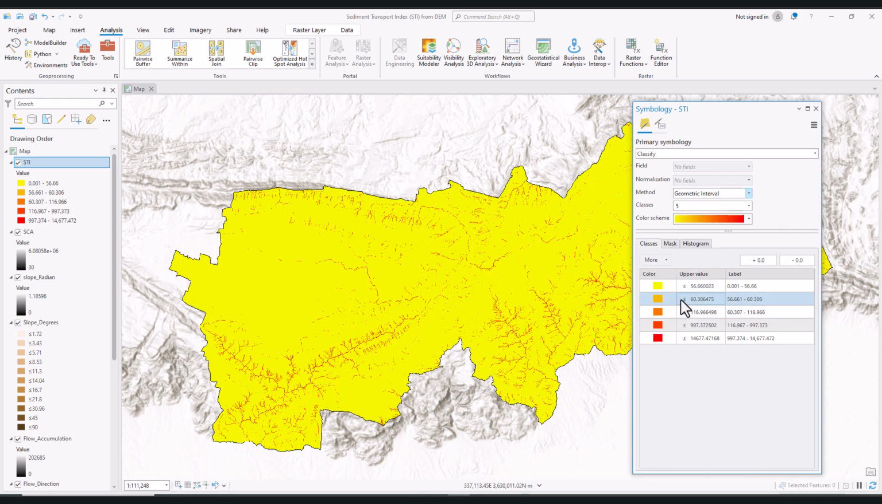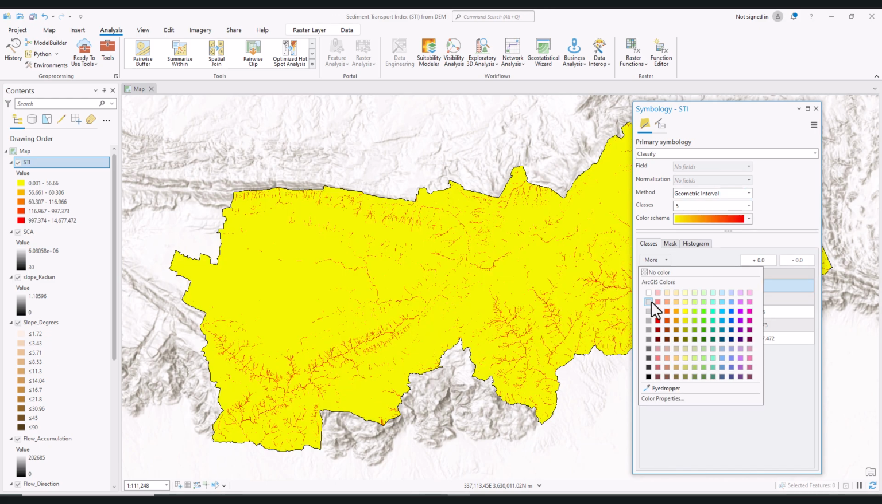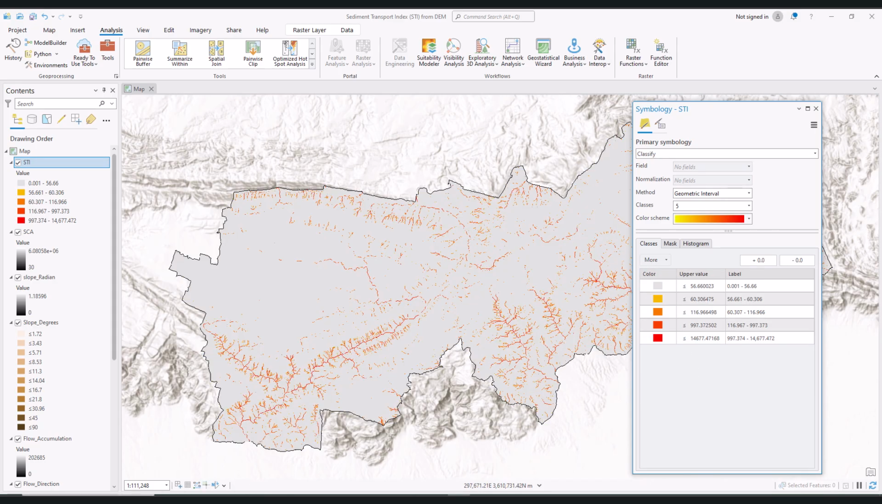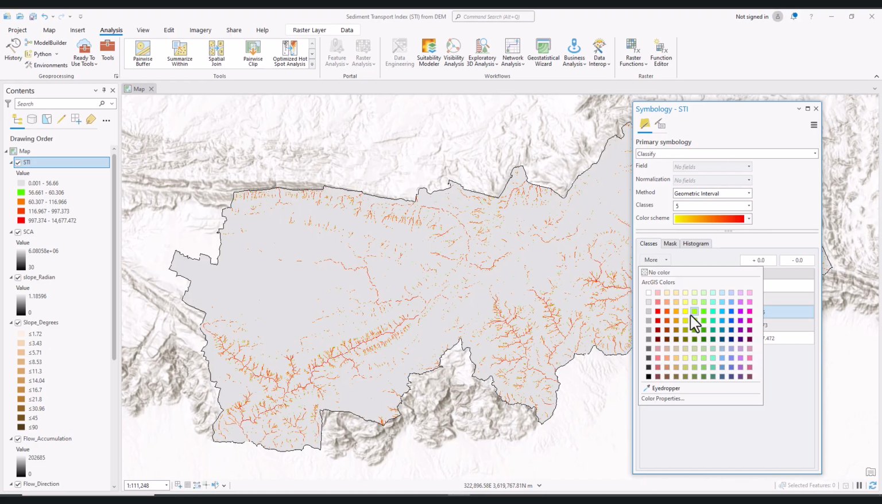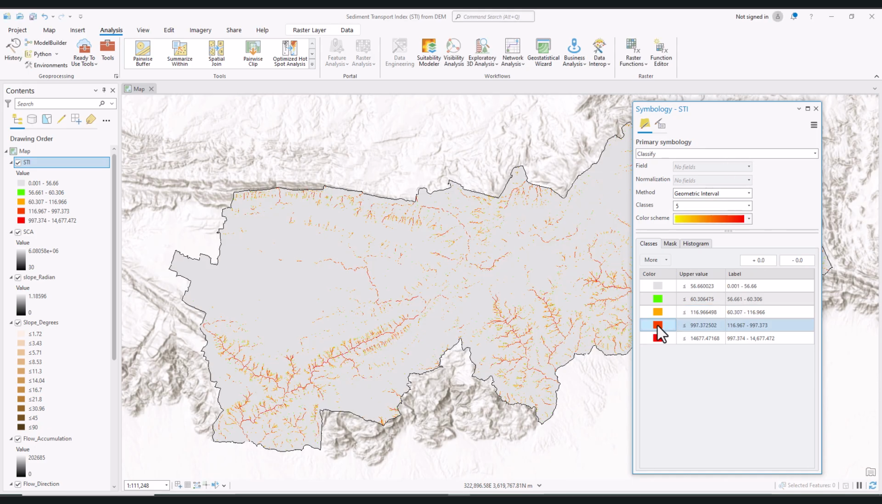In this analysis, we have used the standard Moore and Burch 1986 STI equation that is widely used in dam-based erosion and sediment transport studies.